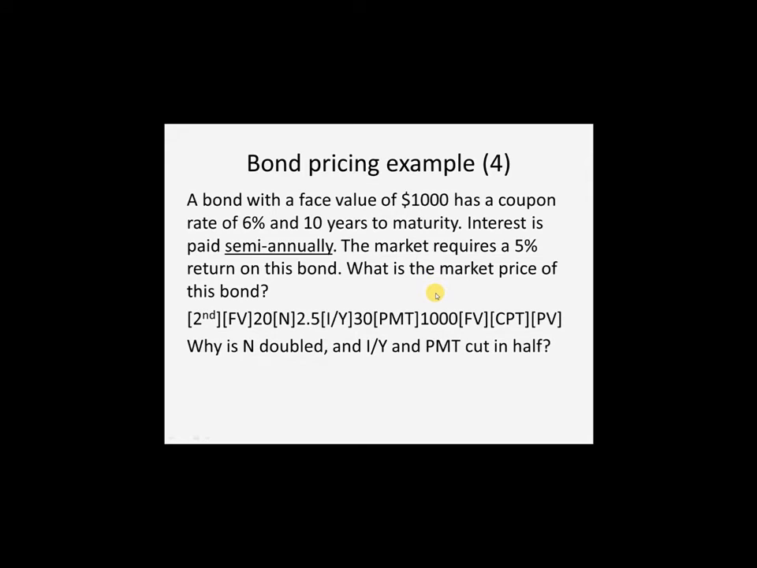Alright, let's work another bond pricing example. A bond with a face value of 1,000 has a coupon rate of 6% and 10 years to maturity. Now we have a change. The interest here is paid semi-annually, which means this bond pays 2 coupons per year. The market requires a 5% return on this bond. What is the market price of this bond?